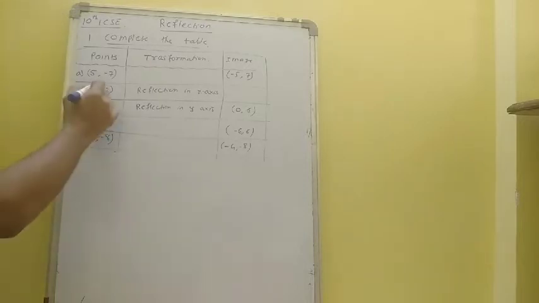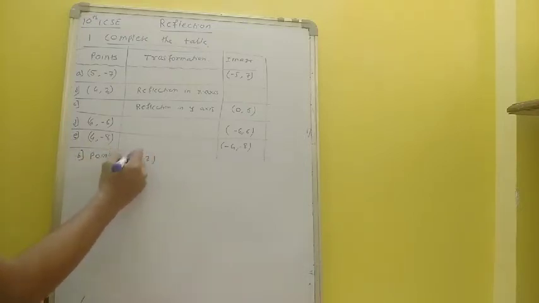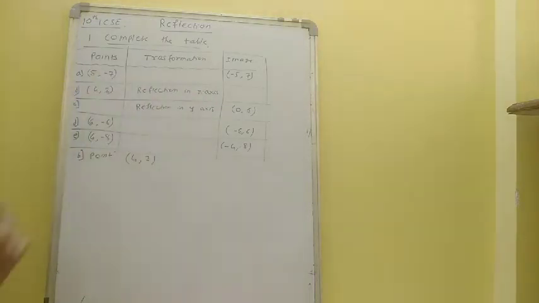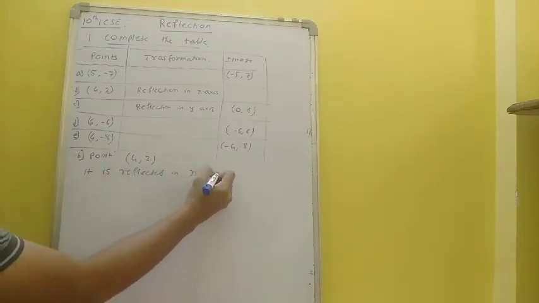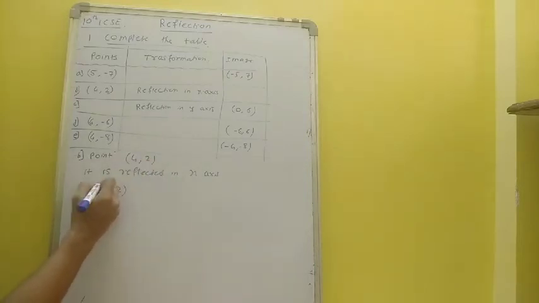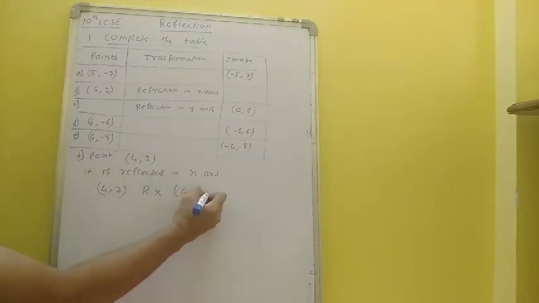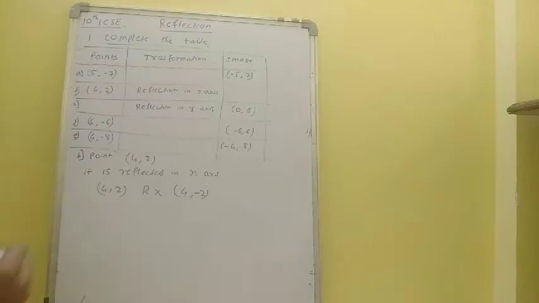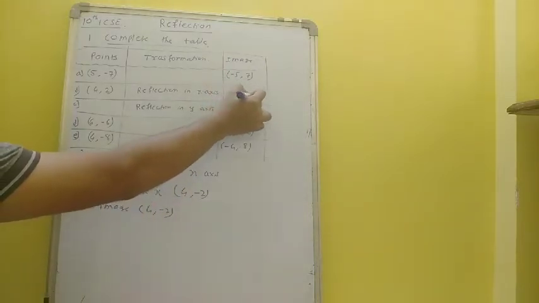Okay, the next is 4 comma 2. Reflection in x axis. The point is reflected in x axis. As this point 4 comma 2 is reflected in x axis, its x coordinate will remain as it is and y will get changed. So therefore its image is 4 comma minus 2. I just fill it over here, 4 comma minus 2.